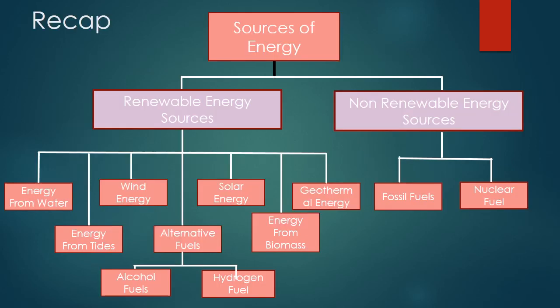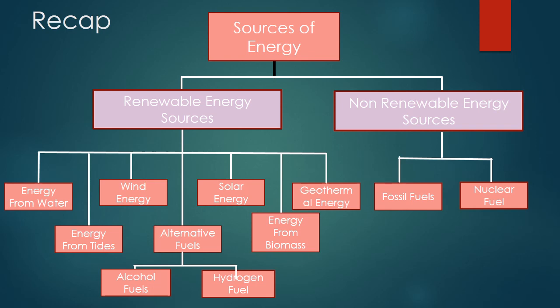Let's recap what we read in today's lecture. We read about the sources of energy. We read that there are two main types of energy. One is renewable and the second one is non-renewable. Renewable energy sources are the sources which will be present on Earth forever, but non-renewable energy sources are those resources which are prone to extinction. Common examples of non-renewable are fossil fuels and nuclear fuel.